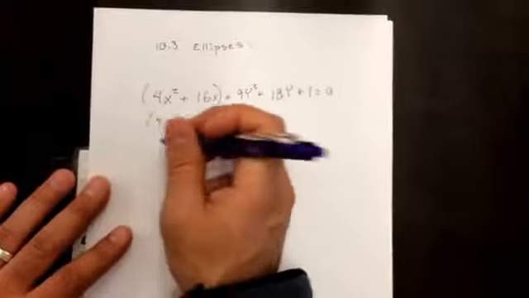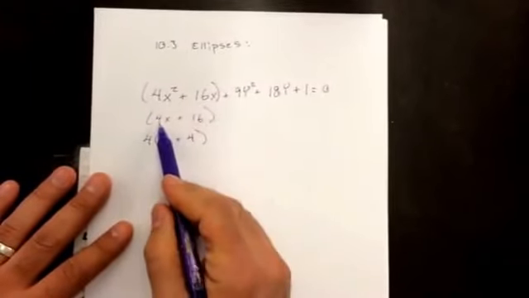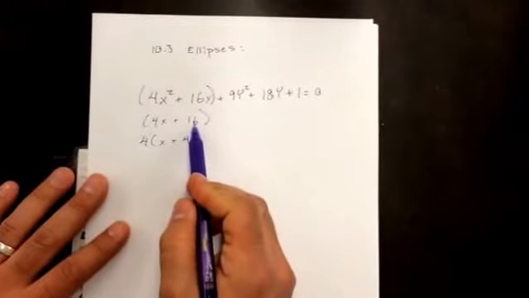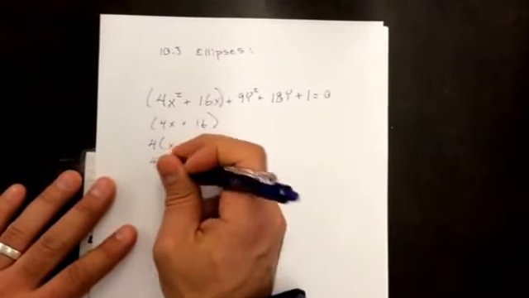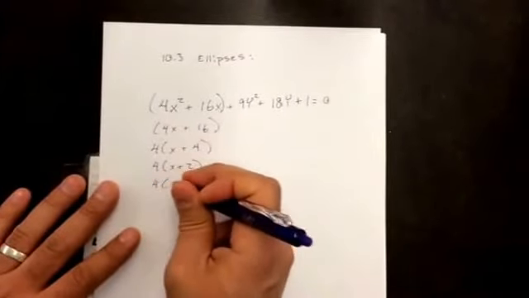I'm going to factor out the a value. Factoring out means I divide this by 4 and I divide this by 4. Then I'm going to divide by 2. Then I'm going to square it.